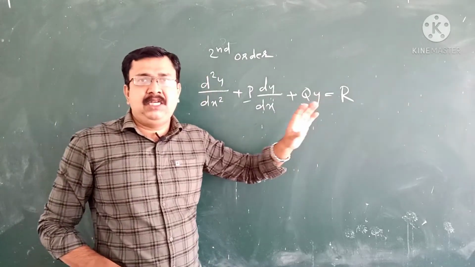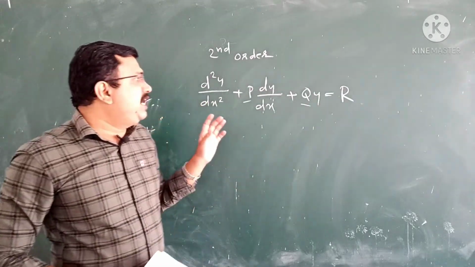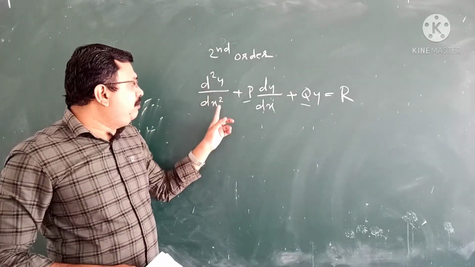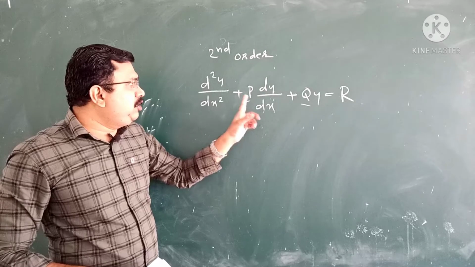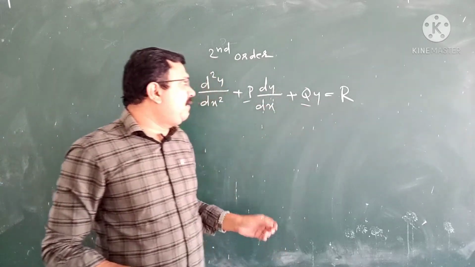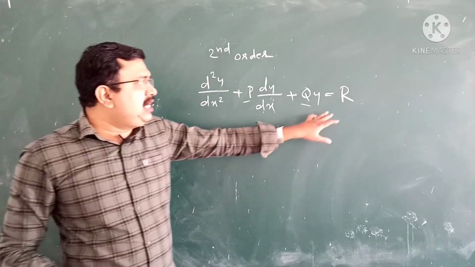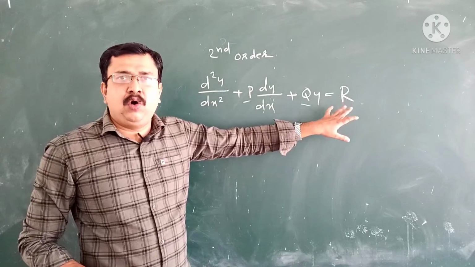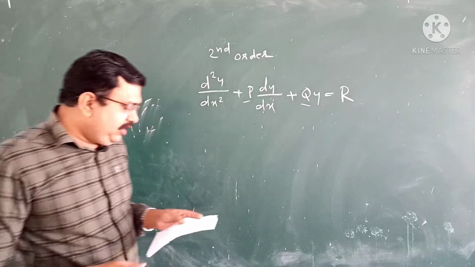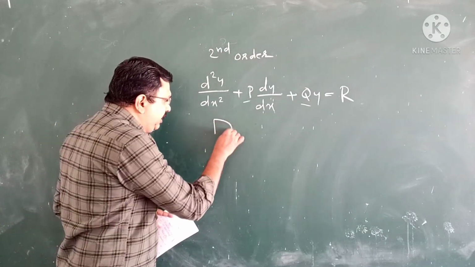What is the general form of a second degree differential equation? The general form is d²y/dx² + p dy/dx + qy = r, where p and q are constants and r is a function of x or a constant. Then the differential operator, the symbol capital D.